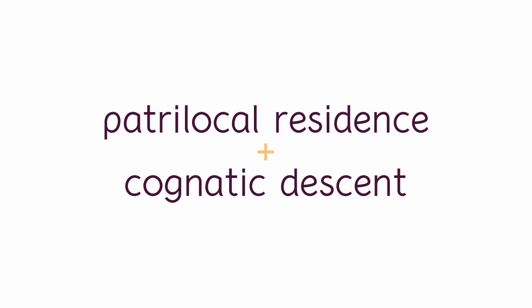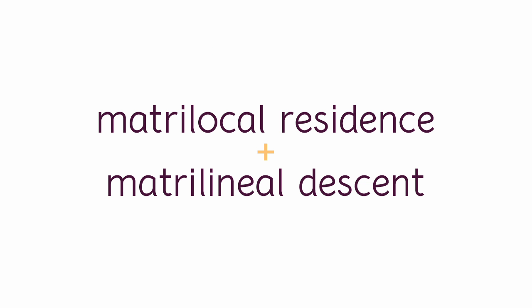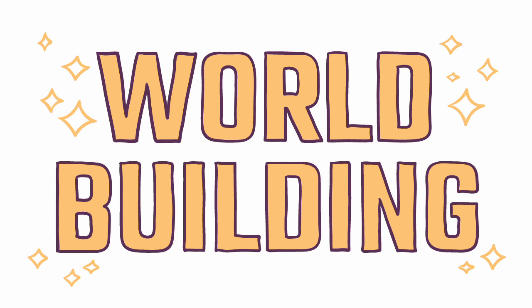Their daughter will move out when she gets married, but their son will stay. This gets coupled with patrilineal descent a lot, but is very common with cognatic descent as well. Next, matrilocal residence. A husband moves in to live with his wife and her family. Their son will move out when he gets married, but their daughter will stay.